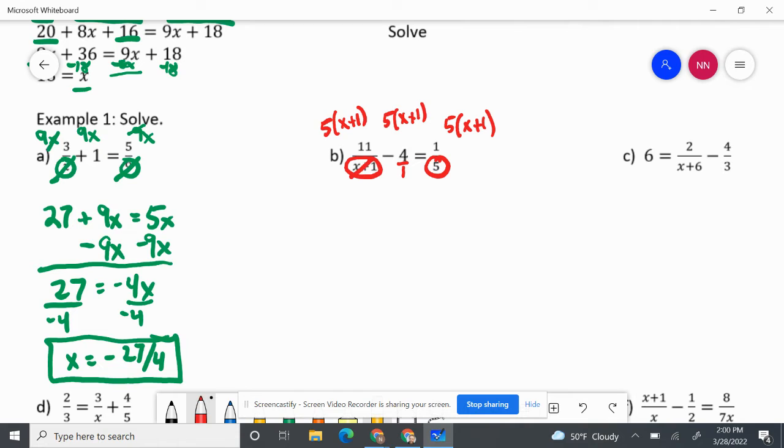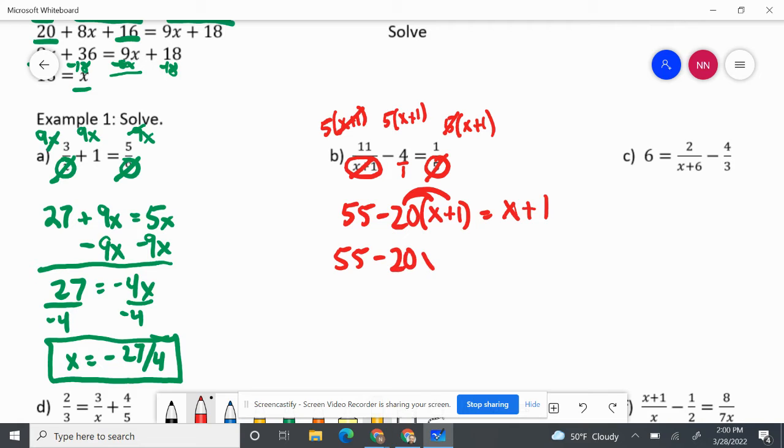For the first term, the x plus 1's cancel, and 5 times 11 is 55. For the second one, nothing cancels, so 5 times 4 is 20, and then we have the x plus 1. And then for the last one, the 5's cancel. 1 times x plus 1 is just an x plus 1. We're going to distribute the negative 20 to each of the terms. So we have 55 minus 20x minus 20 equals x plus 1.